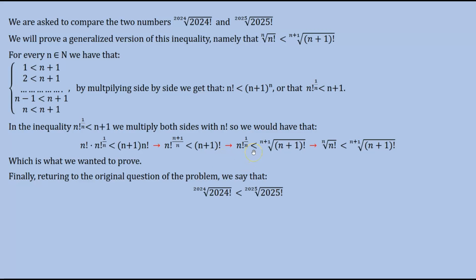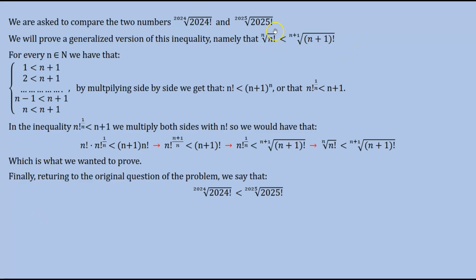Now, we will take the root with index n plus 1 of both sides of this inequality. And we will get that the left-hand side will be n factorial to the power 1 divided by n, and this is smaller than the right-hand side, which is the (n plus 1)th root of n plus 1 factorial. Finally, this left-hand side can be expressed in the form: the nth root of n factorial is smaller than the (n plus 1)th root of n plus 1 factorial, which is what we wanted to prove.